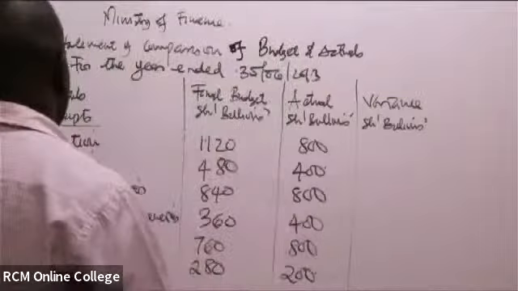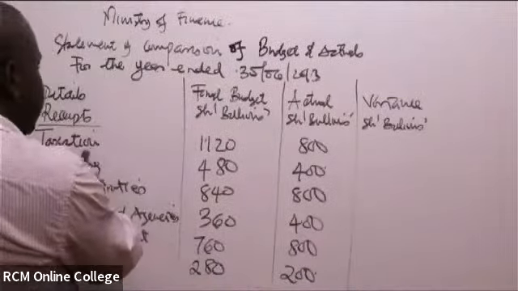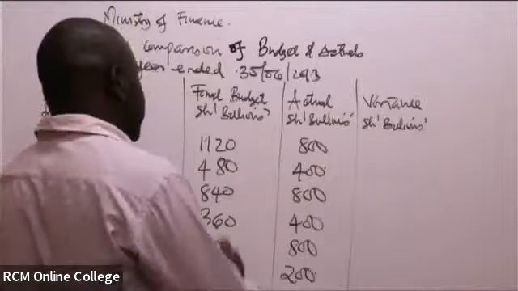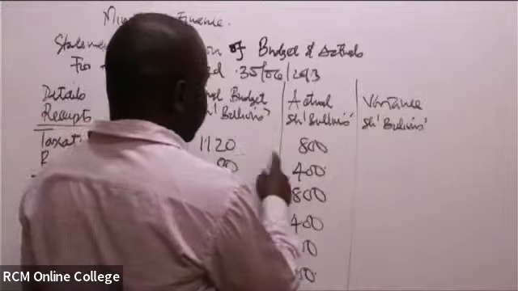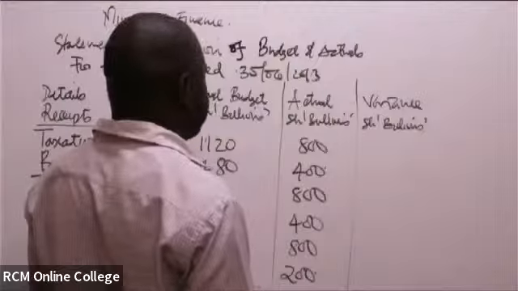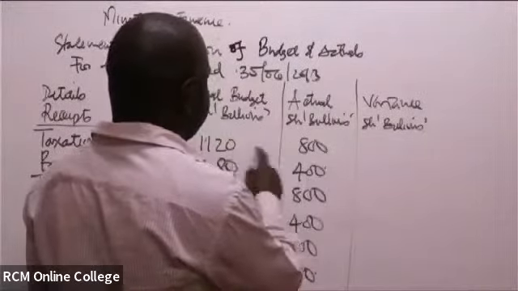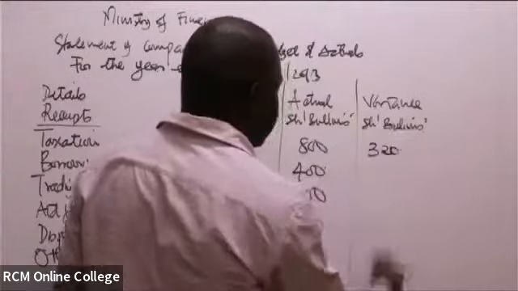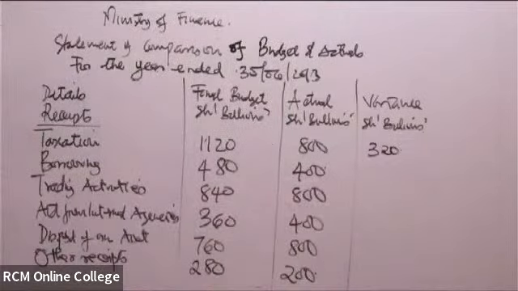So for example, if you look at the amounts regarding taxation, they were anticipating they likely end up having to get 1120. But what did they get? 800. So it means there's a difference of how much? If you take 1120 minus 800, you get 320.